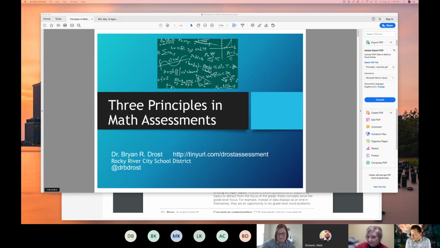So it's really my pleasure to work with you today as we talk about how to design effective math assessments, whether that's a teacher-based assessment, a cross-district assessment, or a state-level assessment. The principles are all going to be the same when it all works out.